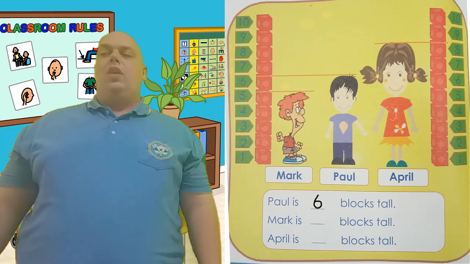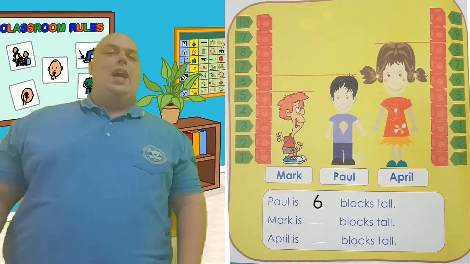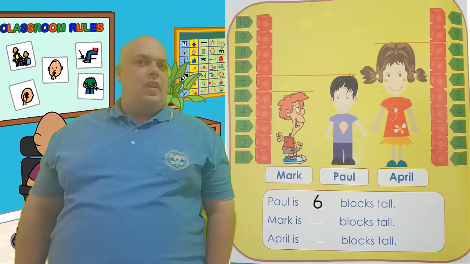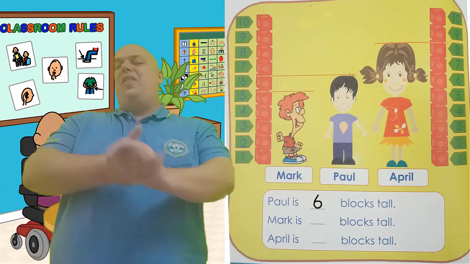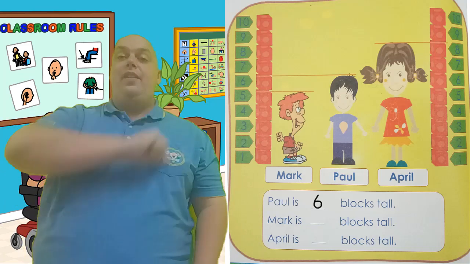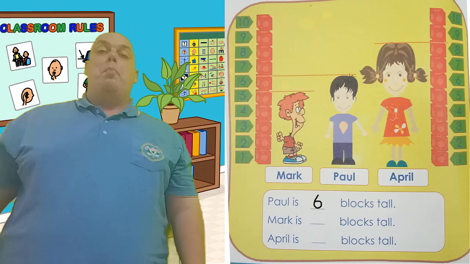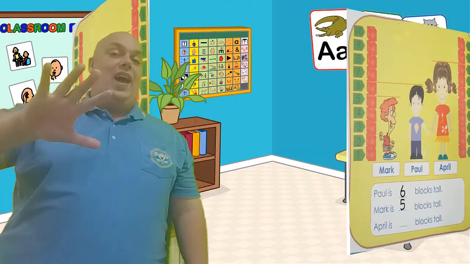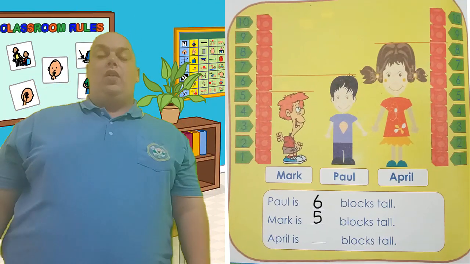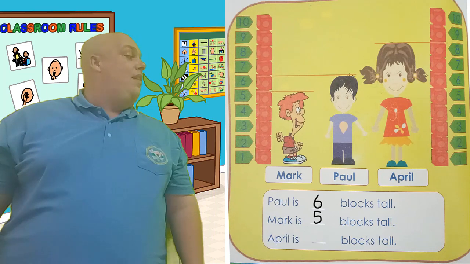All right, now let's go to Mark. Do you remember how many blocks we counted for Mark? Yes, very good. We counted 5 blocks for Mark. So we're going to write down Mark is 5 blocks tall. So write number 5.